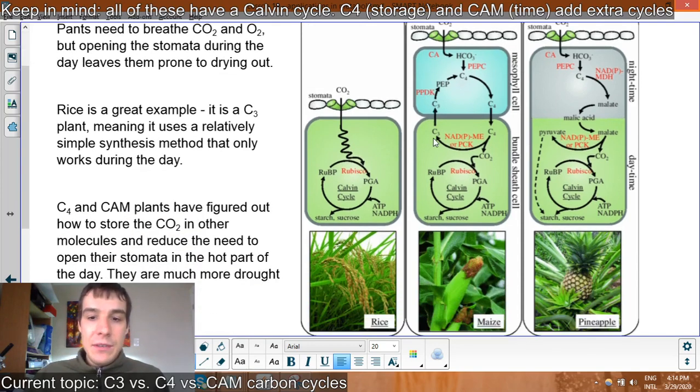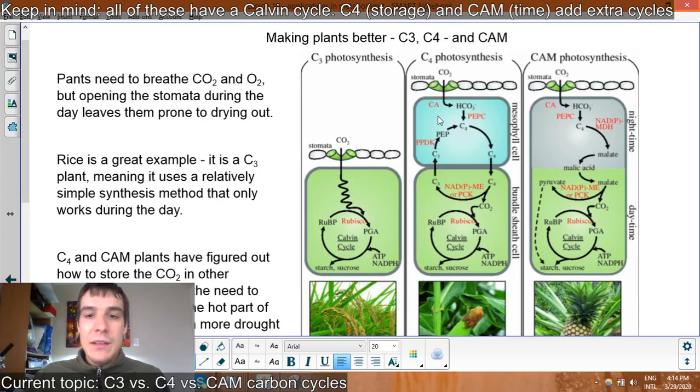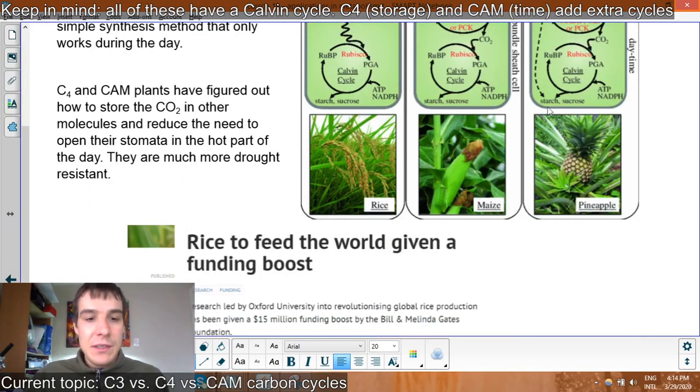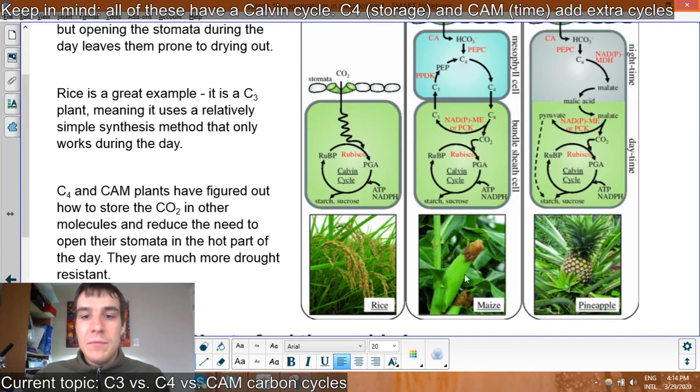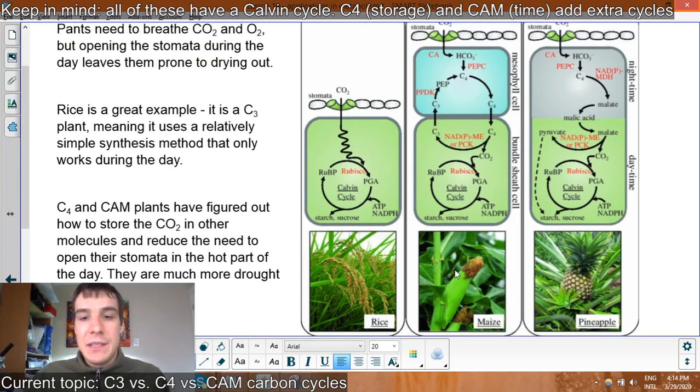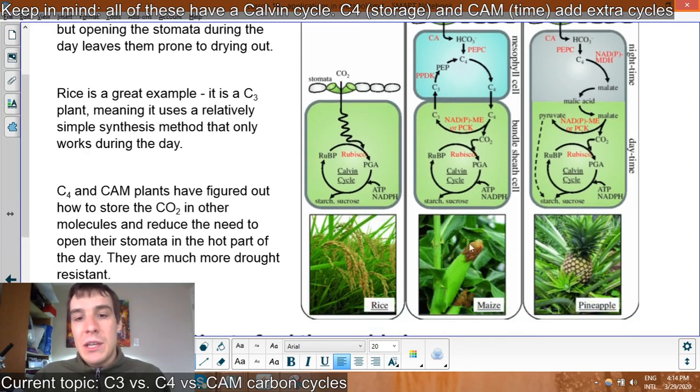And it reduces the loss of water because the water is separate from where the CO2 has to come in. So that's how C4 does it. Corn, maize, corn. The corn plant is an example of a C4 plant. So it can grow in much drier climates, much hotter and drier climates than rice can.